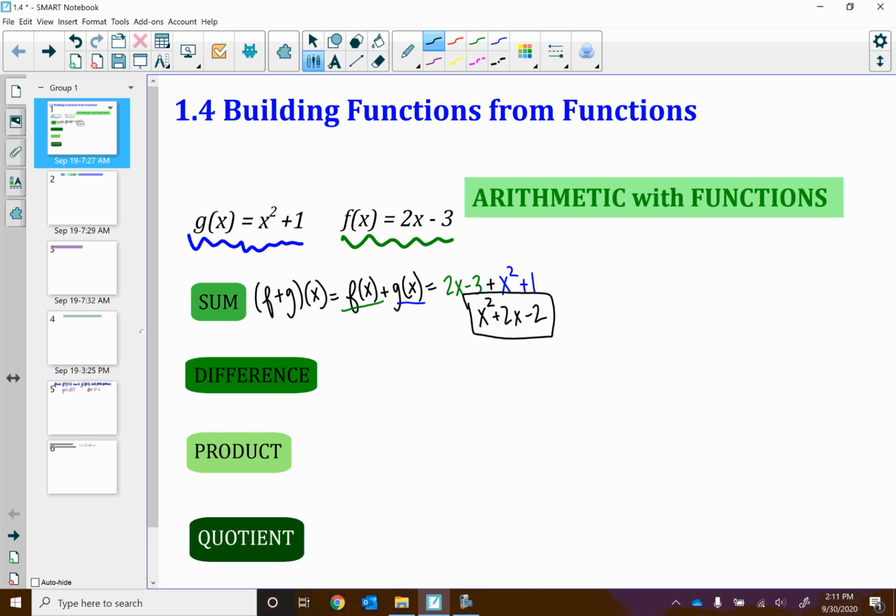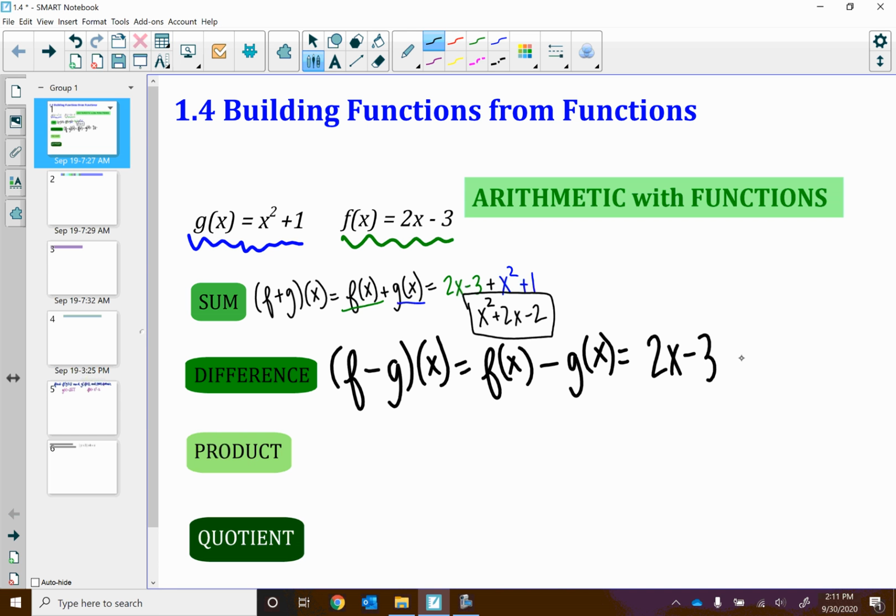The difference would be the same. Of course, the only thing we have to be careful of is the order, right? F minus g of x is f of x minus g of x. And be sure you are putting parentheses around things. So f of x is 2x minus 3 minus the g of x function, which is x squared plus 1. And be careful because technically we are distributing that negative to both. So 2x minus 3 minus x squared minus 1, which would really be negative x squared plus 2x minus 4.